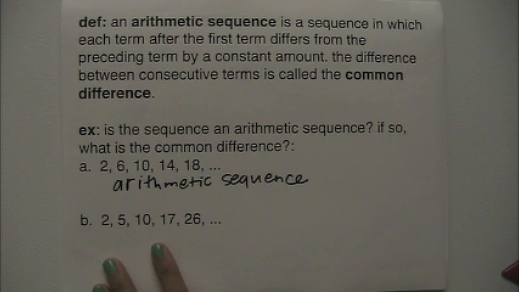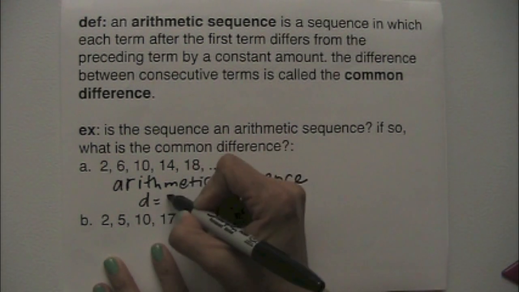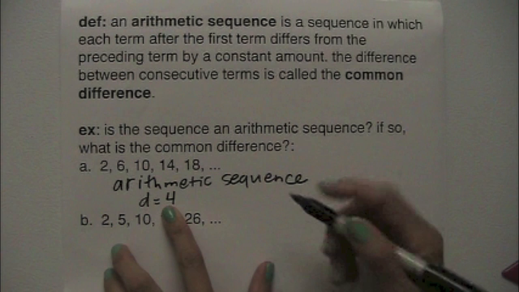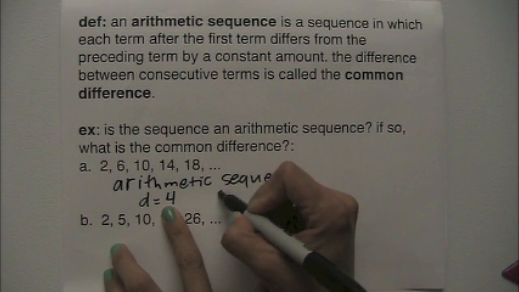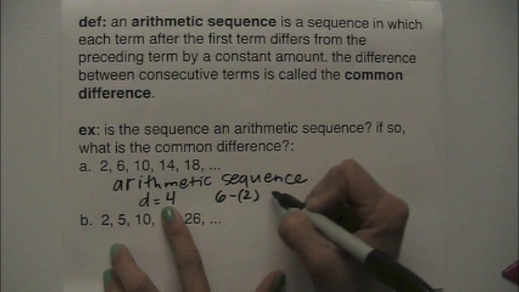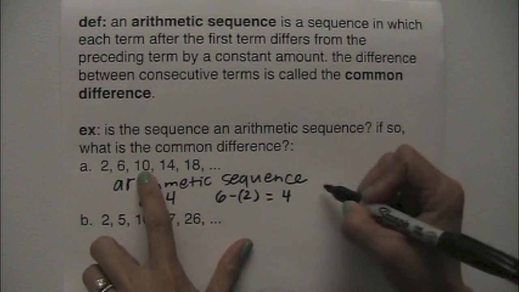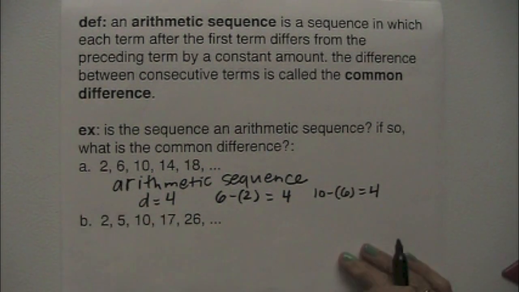And then it says, if so, what is the common difference? So our common difference, we use the letter d, and your common difference is 4. If you ever are having trouble finding the value of the common difference, pretty much you take one term and you subtract the term before it, and that will kick out your common difference. And again, if I take 10 and subtract the term before it, it's giving me that same common difference.